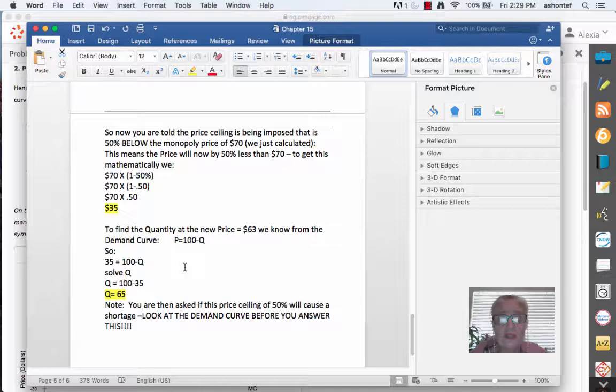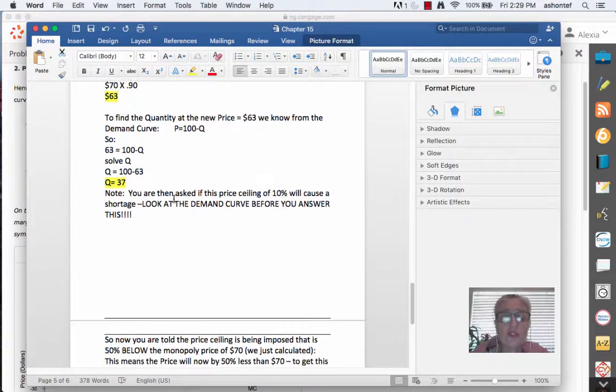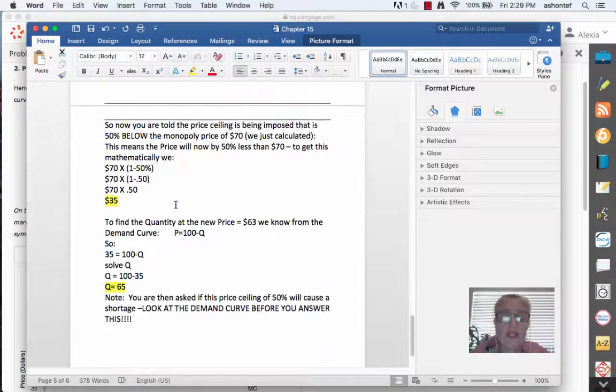In both this part of the question and the previous one at the 10%, you're asked whether or not this is going to cause a shortage. I'm just going to caution you to be very careful that you take a look at the demand curve when you're answering those questions. I think you'll be able to do it.